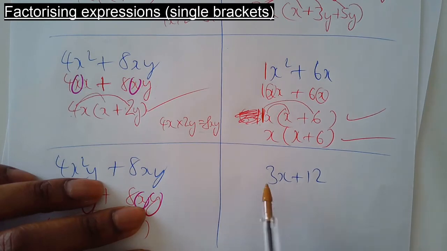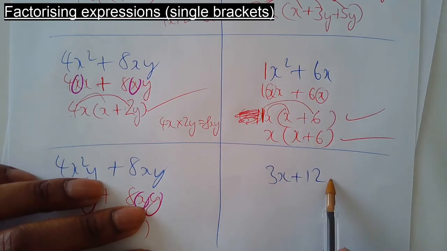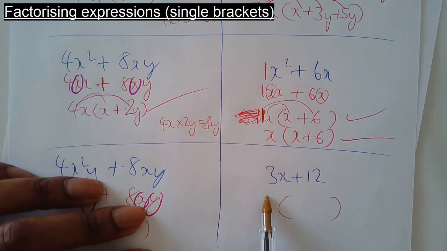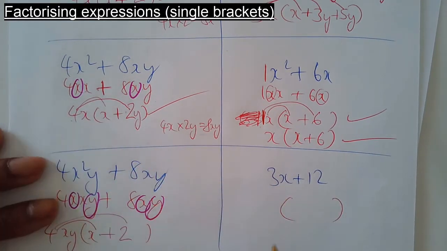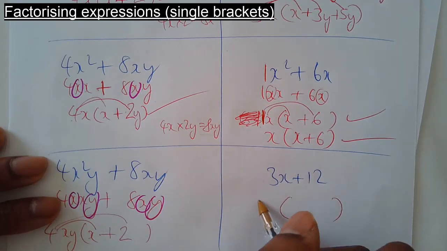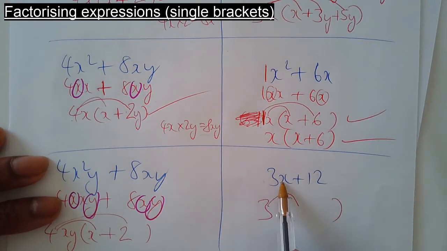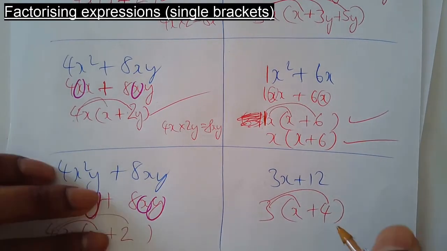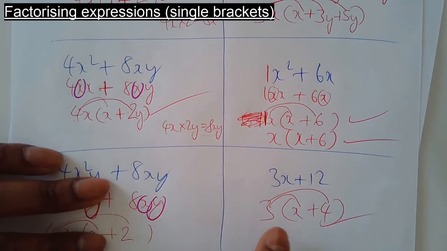Right, this one, there's no letters in common. There's an x there, but there's no x over there. So no need to write a letter on the outside. So we just move on to the numbers. Biggest number that goes into 3 and 12 is 3. 3 times something to give me 3x. 3 times something to give me 12. There you go. But we saw this just a while ago.